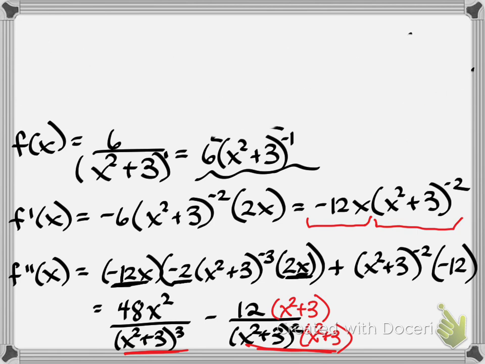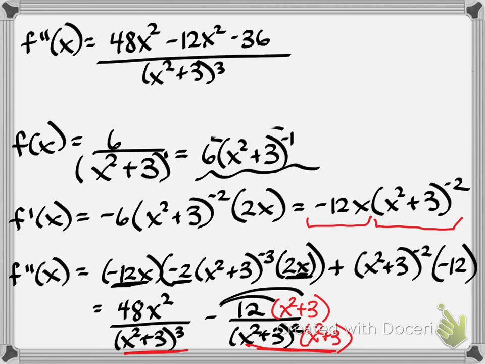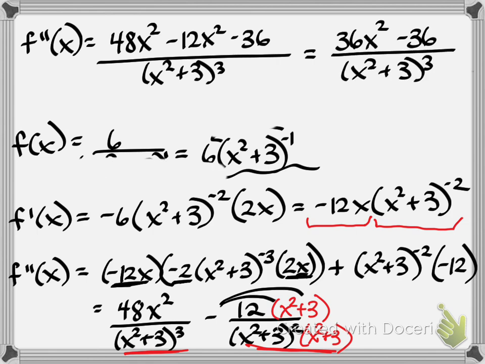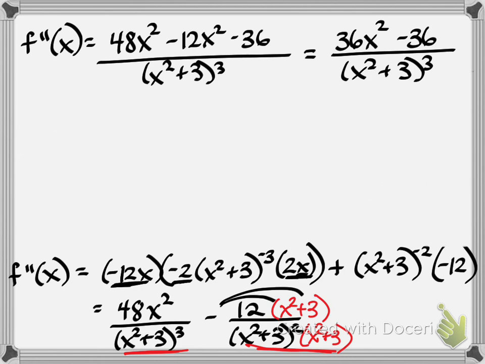So let's continue our derivative up here. That gives us 48x squared. And let's distribute with the -12 here. So -12x squared minus 36, all over our denominator, x squared plus 3 cubed. So that gives us 36x squared when we combine like terms, minus 36 over x squared plus 3 cubed. Now, we've got our second derivative, and we've got it as a solid fraction.